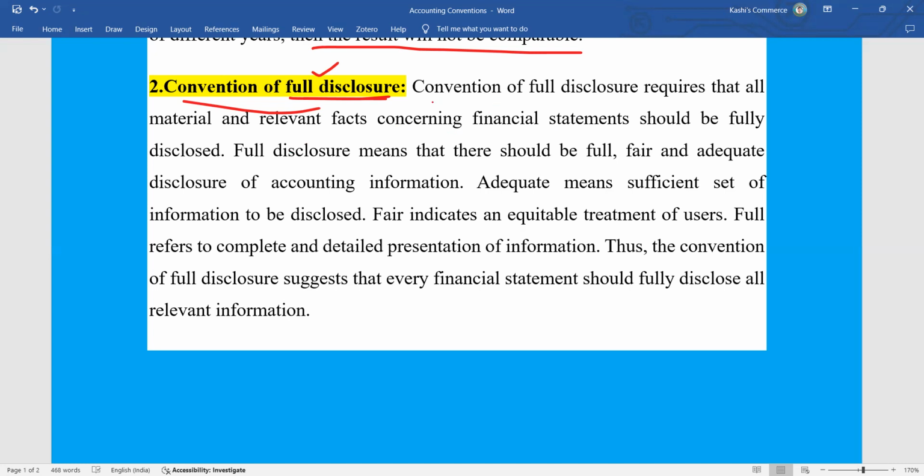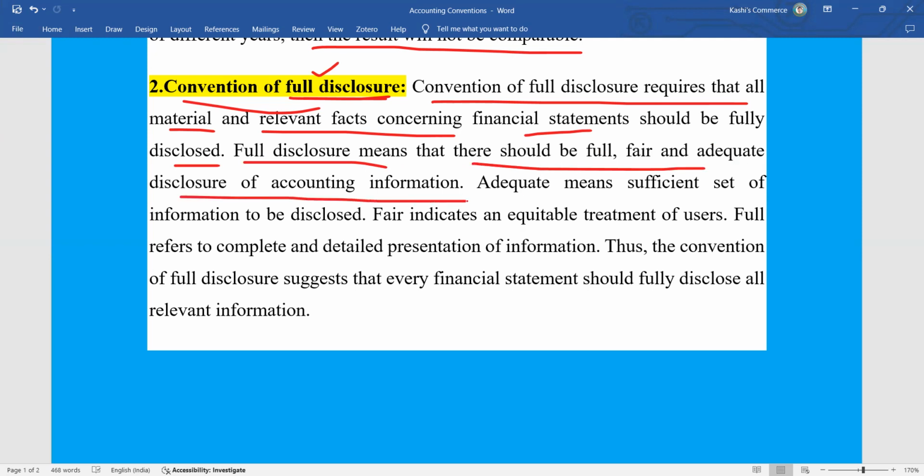The convention of full disclosure requires that material and relevant facts concerning financial statements should be fully disclosed. We have to disclose everything. Full disclosure means that there should be a full, fair, and adequate disclosure of accounting information. Adequate means a sufficient set of information to be disclosed.